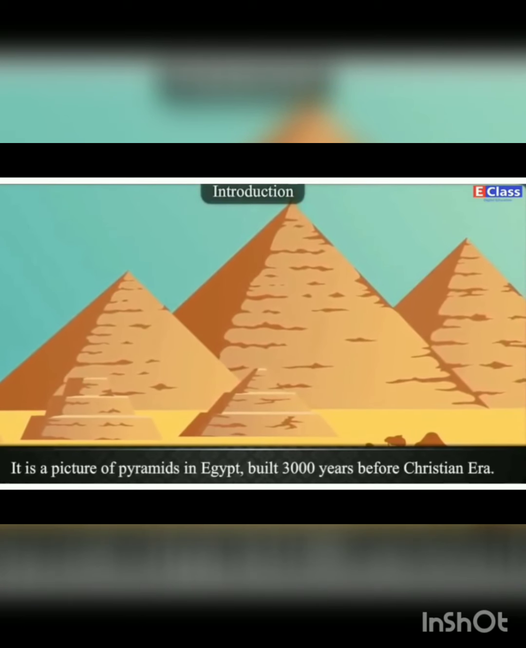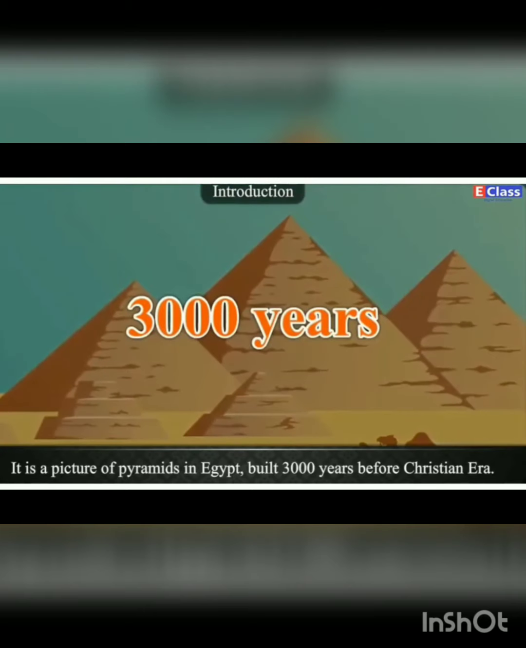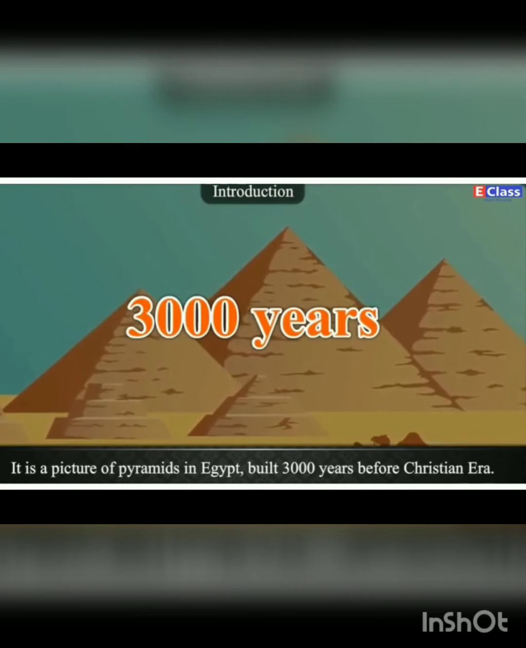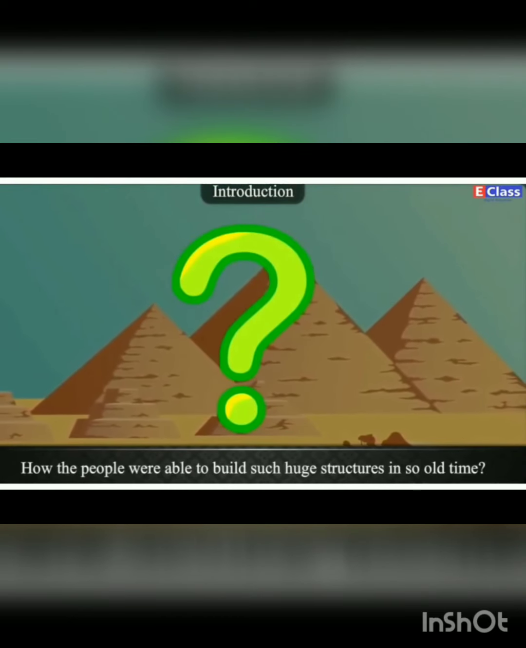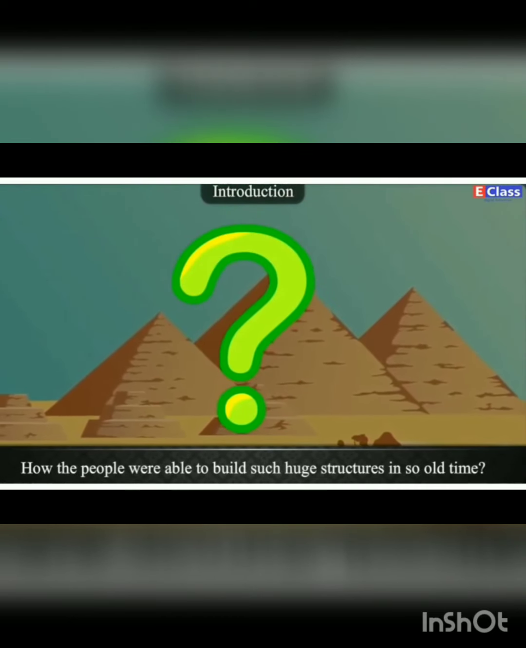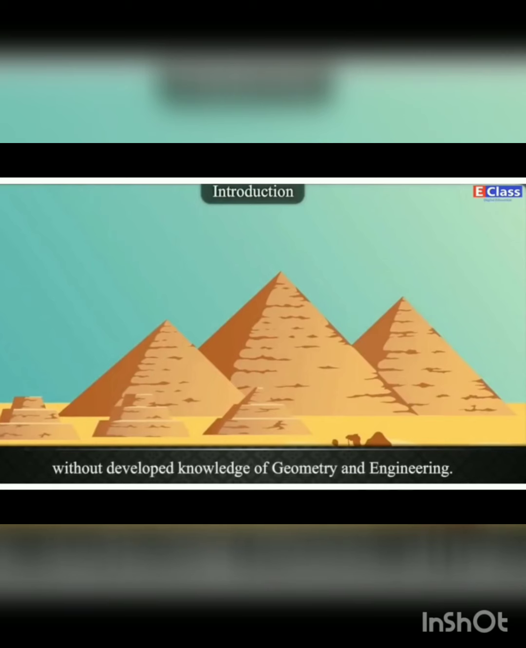It is a picture of pyramids in Egypt, built 3000 years before the Christian era. How were the people able to build such huge structures in such an old time? It is not possible to build such huge structures without developed knowledge of geometry and engineering.